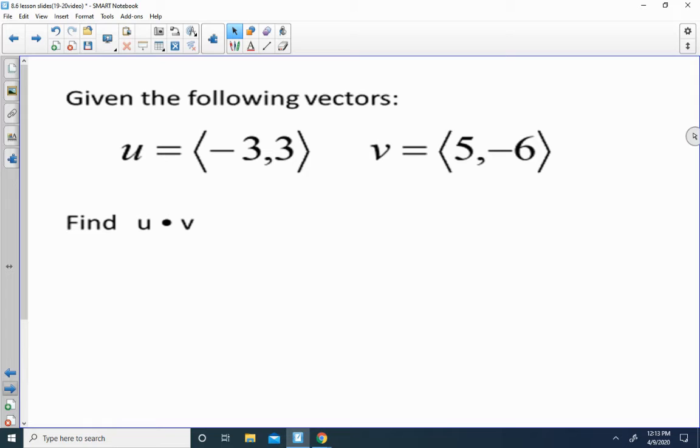So let's try an example. Let's say we have these two vectors, and we need to find the dot product between them. So u dot v.